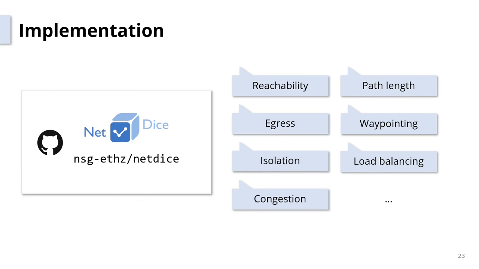So how efficient is it? We implemented our approach in NetDice and published its code on GitHub. You can have a look. The implementation supports a small set of predefined properties including reachability, path length, egress, waypointing, isolation, load balancing, and a basic form of congestion. You can easily add your own property by implementing a check based on the forwarding graph.